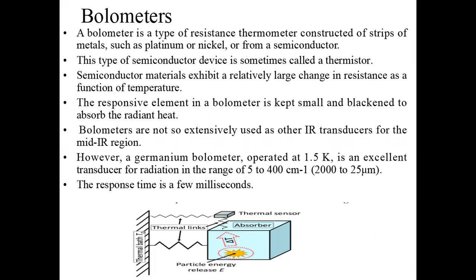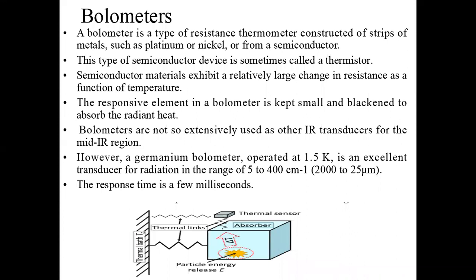However, a germanium bolometer operated at 1.5 K is an excellent transducer for radiation in the range of 5 to 400 per centimeter, or 2000 to 25 micrometer. And the response time is a few milliseconds.